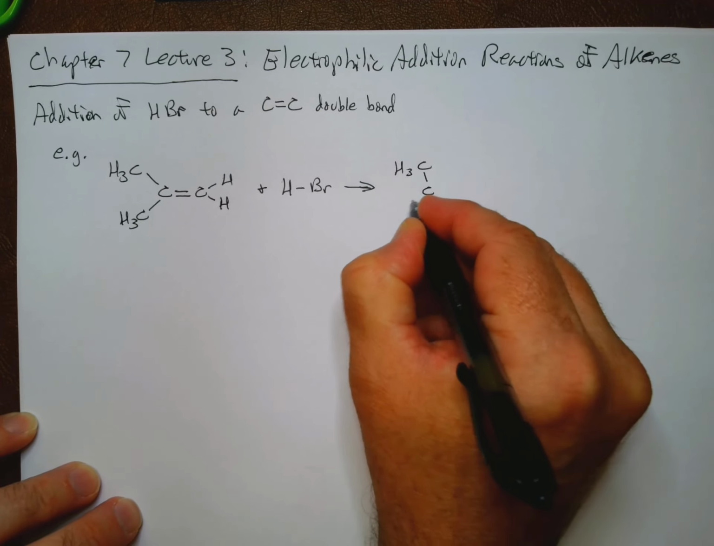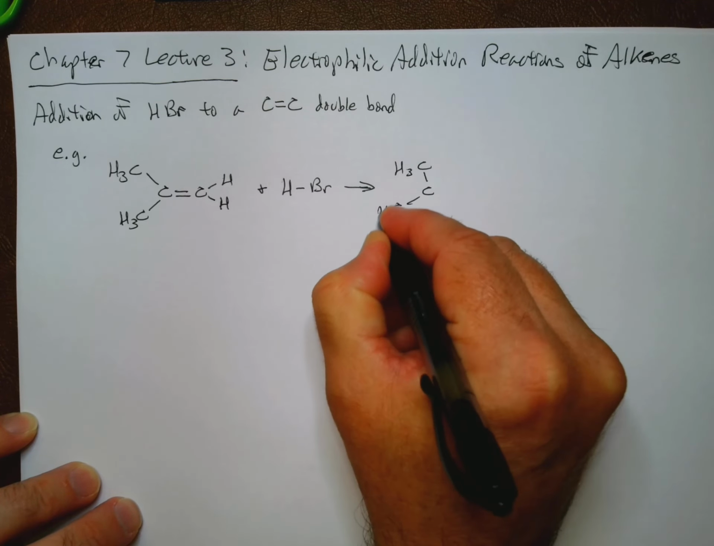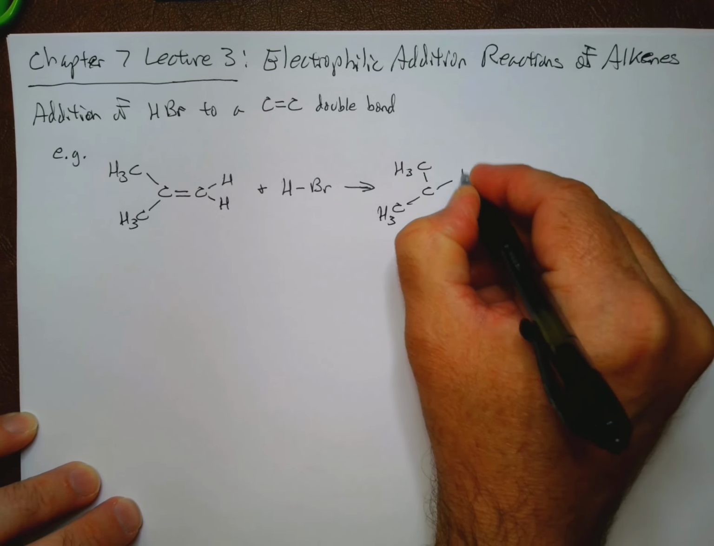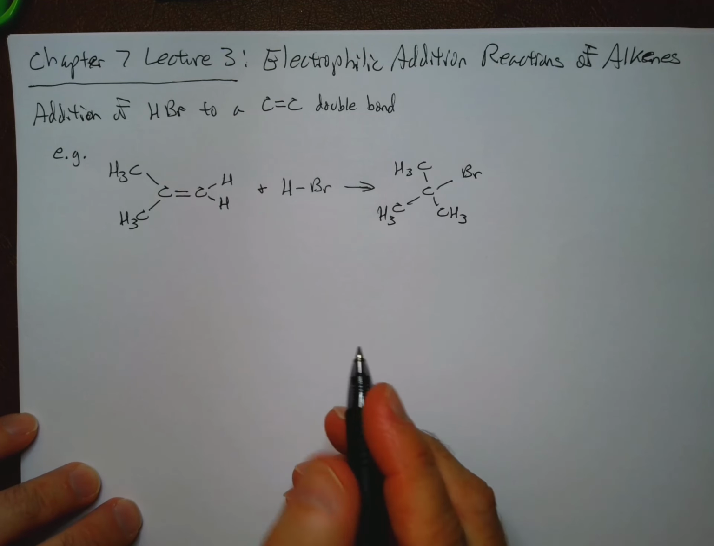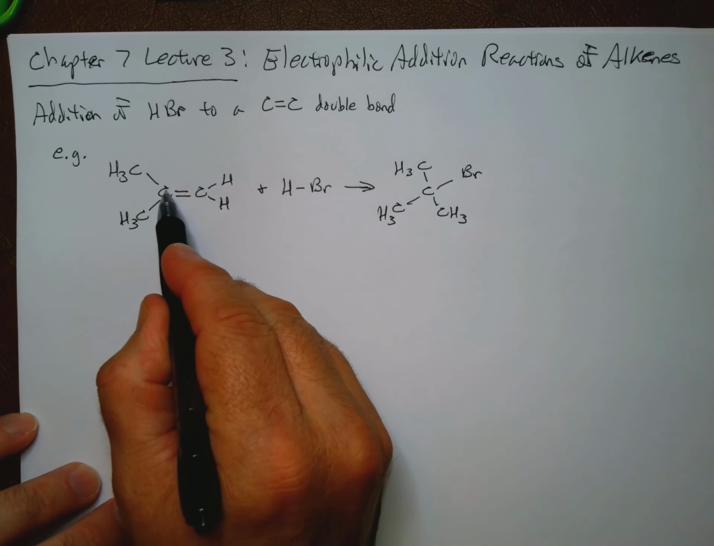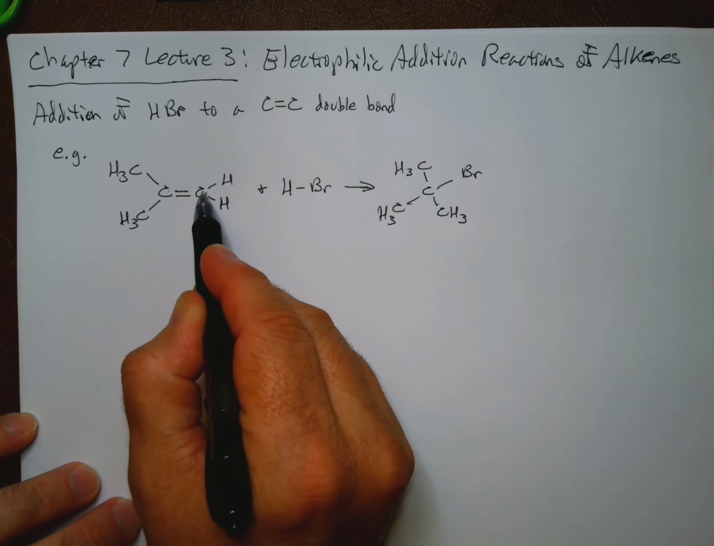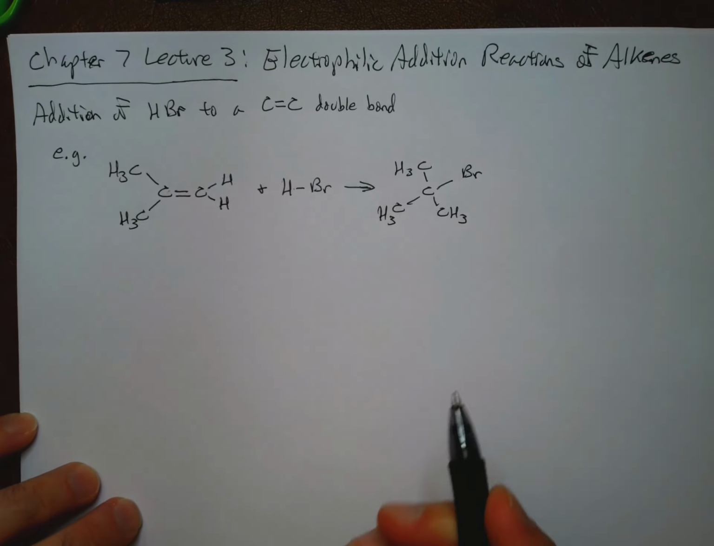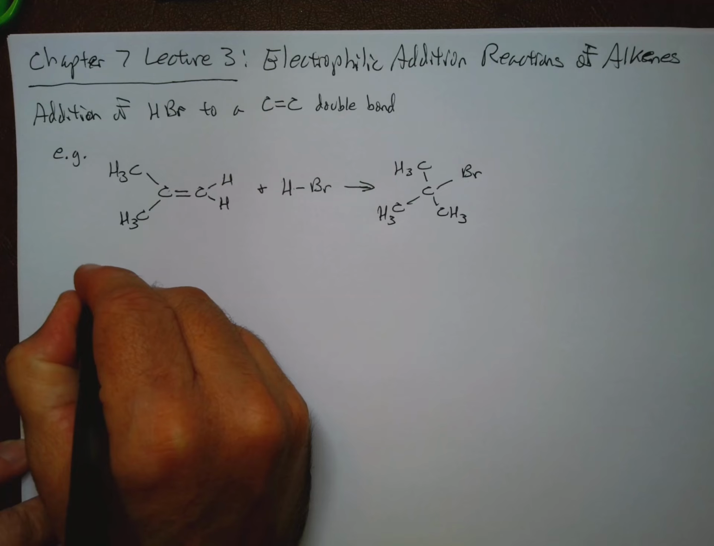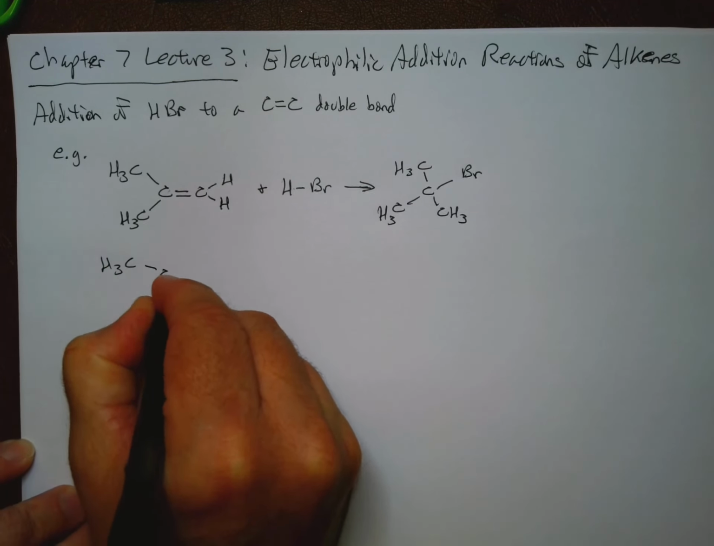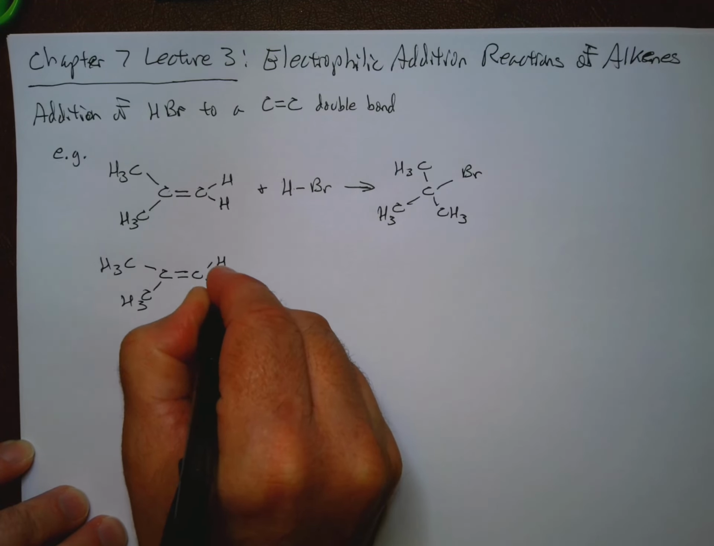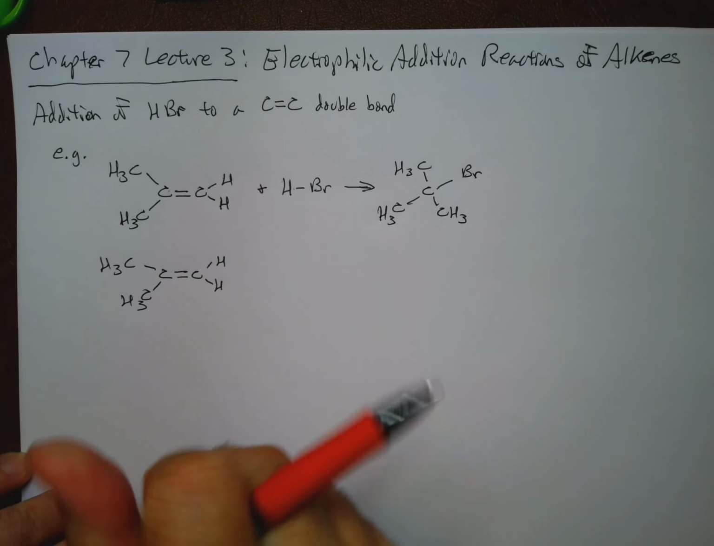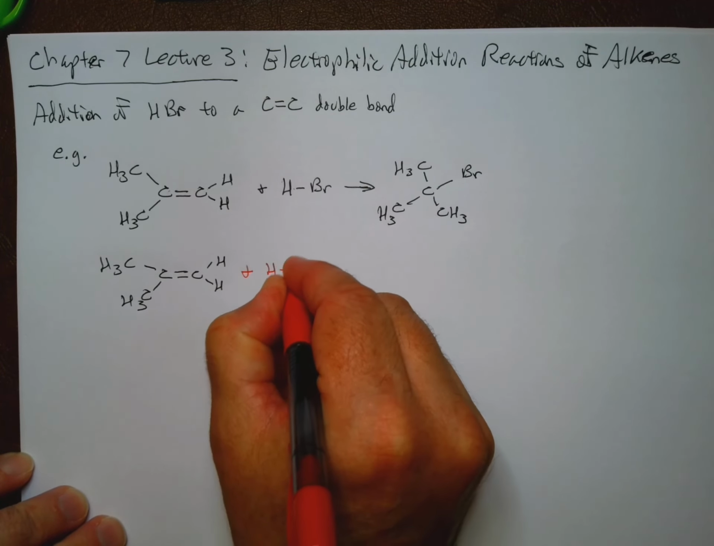H3C, CH3, Br, CH3. So in this case, the bromine is ending up adding onto this carbon, and the hydrogen is adding there. So maybe I should write it out as follows. H3C, CH3, double bond CH, plus HBr.